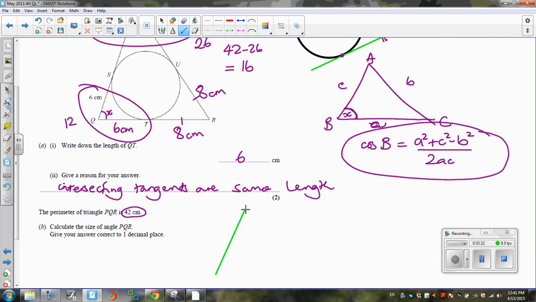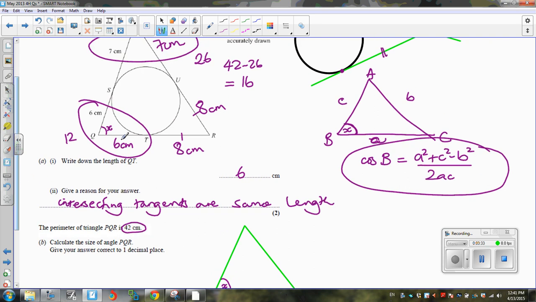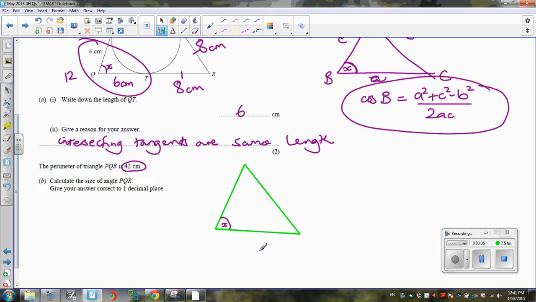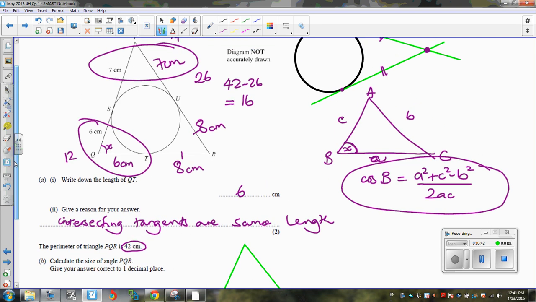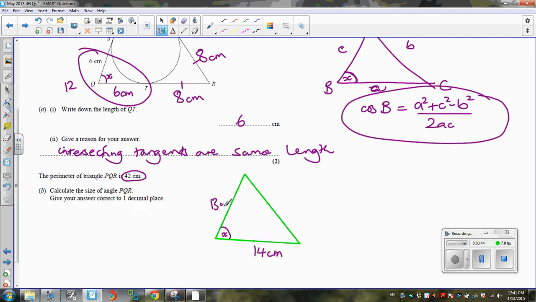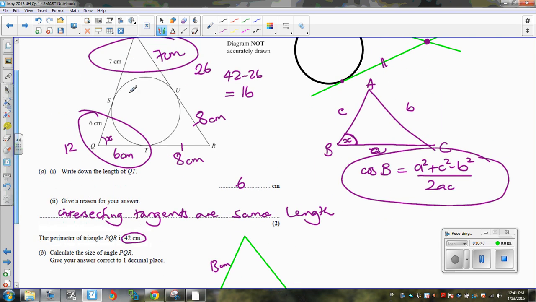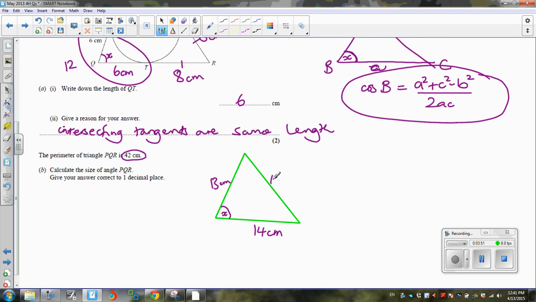Now, if I just draw the triangle again, something like this, we now have a triangle, and let's have a think about how long each of the sides are. So we're trying to find angle X, which is here. We know that across the bottom here is 6 plus 8, which is 14 centimeters. We know that this side here is going to be 6 plus the 7, which is 13 centimeters. And we know that the side which is over here is 7 plus 8, which is 15 centimeters. Okay, so let's use the cosine rule.